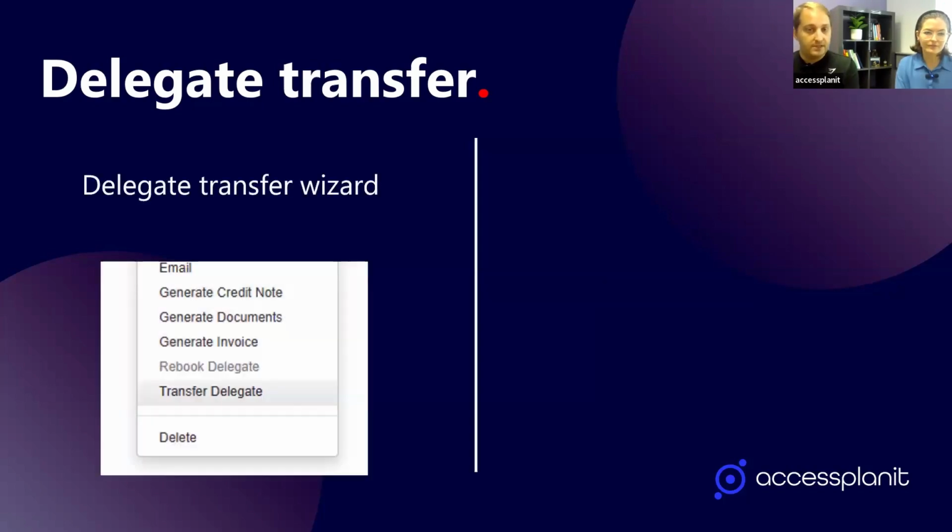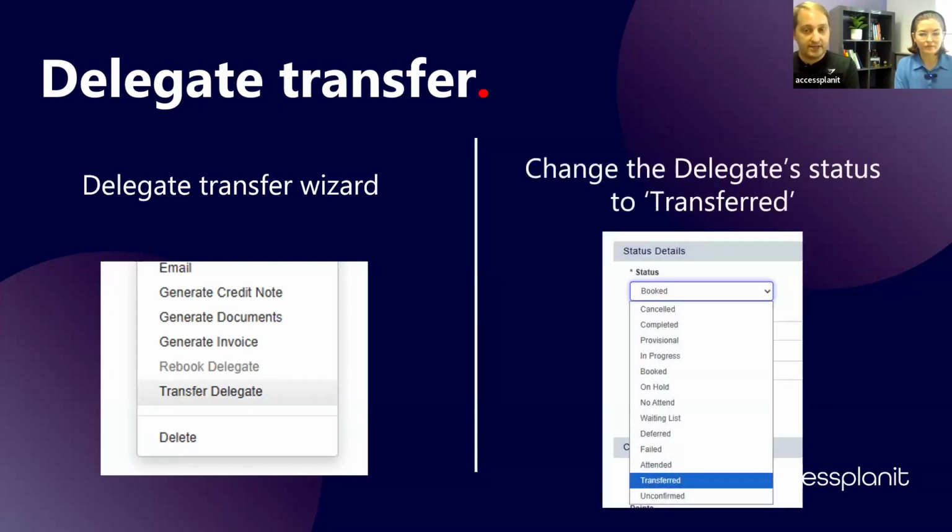Yeah, so as with cancellations, there are 2 ways that you can transfer a delegate to free up their space on a course. So the first option, again, is the most popular, and this is the transfer wizard. The second option is where you simply change the delegate status on the course to transferred. And again, we're going to run through the differences between the two.